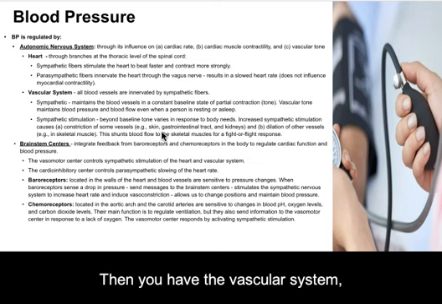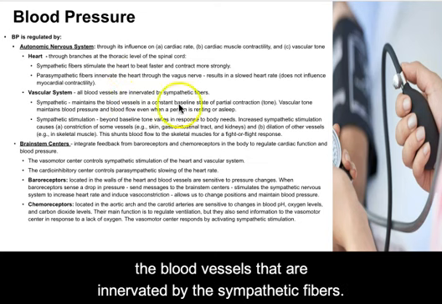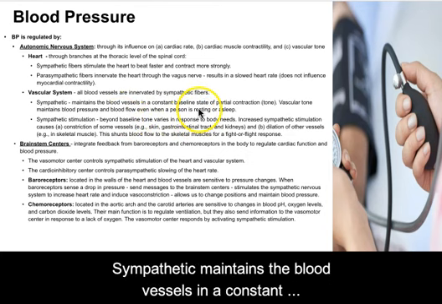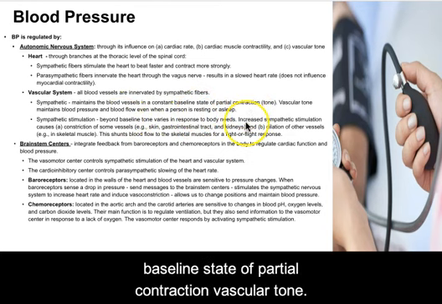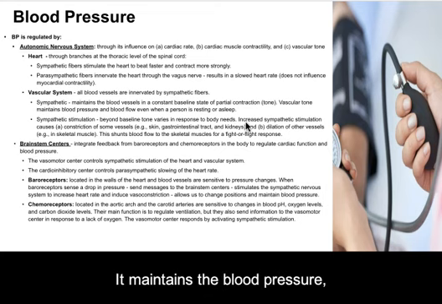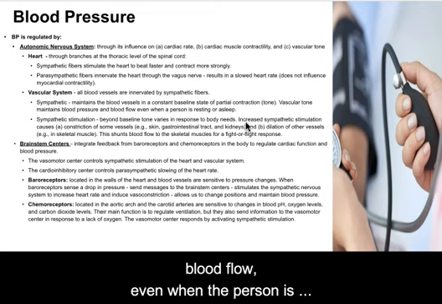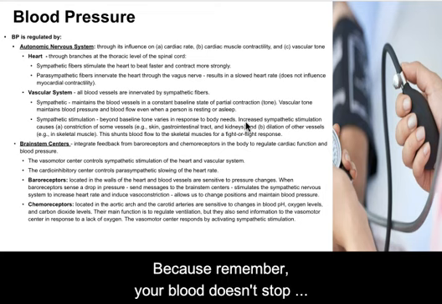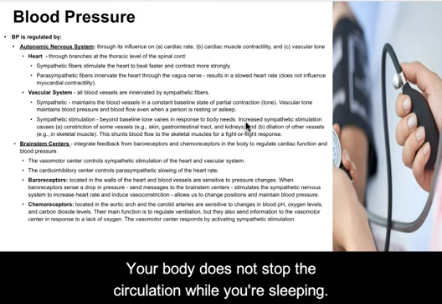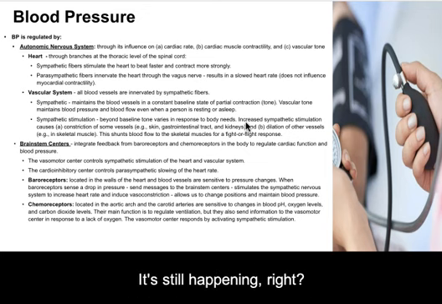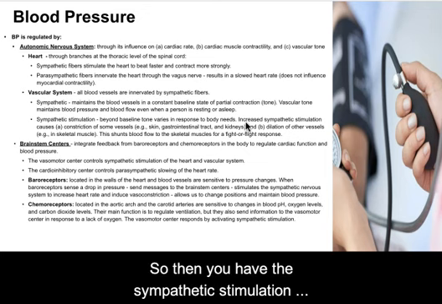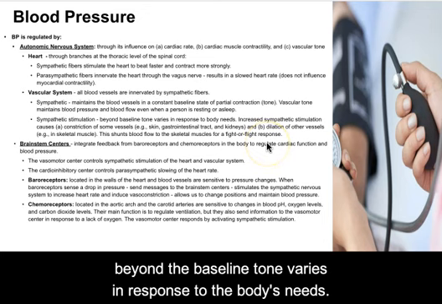Then you have the vascular system, the blood vessels that are innervated by the sympathetic fibers. Sympathetic maintains the blood vessels in a constant baseline state of partial contraction. Vascular tone maintains the blood pressure and blood flow even when the person is resting or asleep. Because remember, your blood doesn't stop pumping and your body does not stop the circulation while you're sleeping. It's still happening, right?